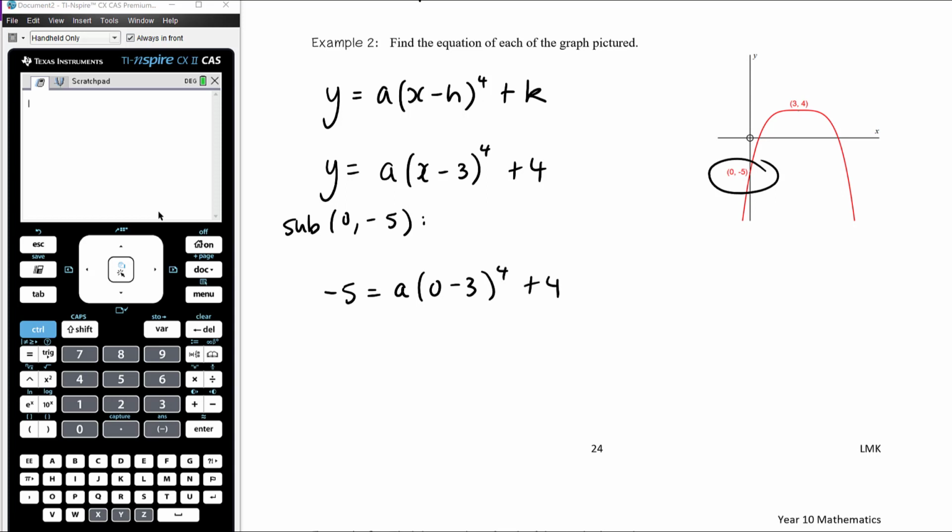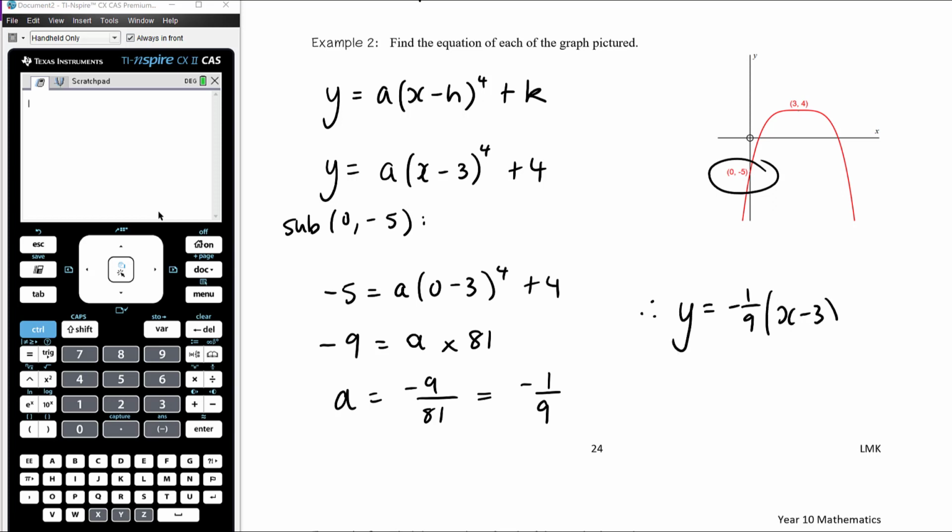Okay, I'm going to take away 4, so that's negative 9. And then we've got a times negative 3 to the power of 4. So a negative number to an even power is going to become positive, so it's just the same as 3 to the power of 4. And 3 to the power of 4 is 81. And so a is going to be negative 9 on 81, which is negative 1 on 9. And so therefore the equation is going to be negative 1/9 (x minus 3) to the power of 4 plus 4. And there's our equation.